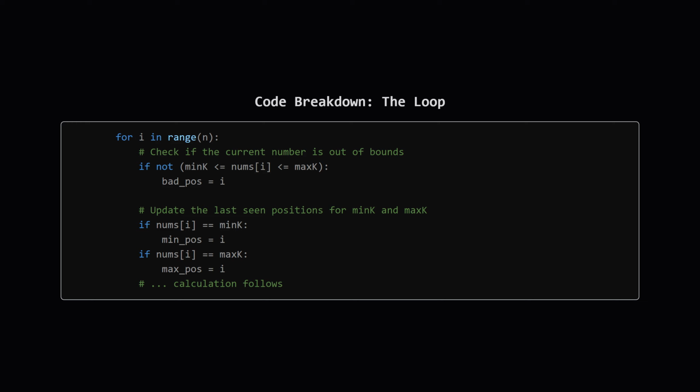Inside the loop, for each number nums[i], we first check if it's outside our required range, minK to maxK. If it is, we update bad_pos to the current index i. This marks the boundary. If the number is within the range, we check if it's exactly minK. If yes, update min_pos. We do the same check for maxK and update max_pos if it matches.